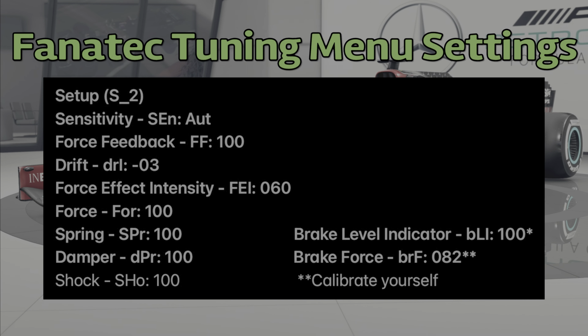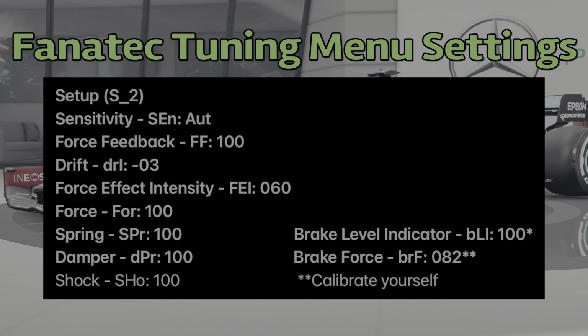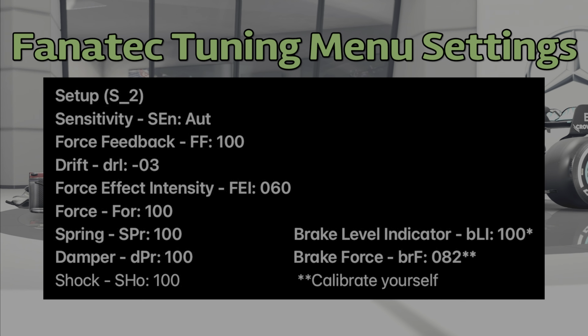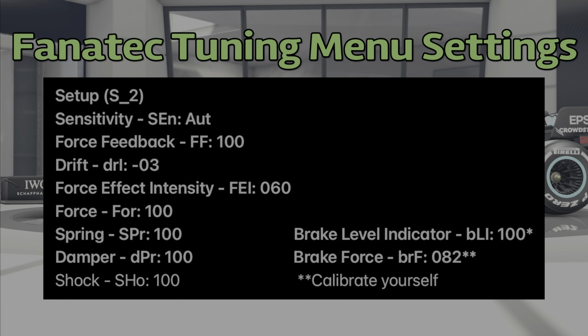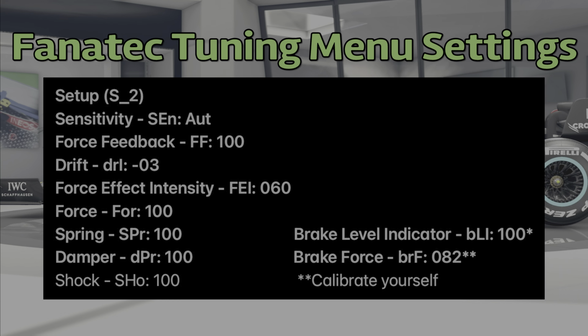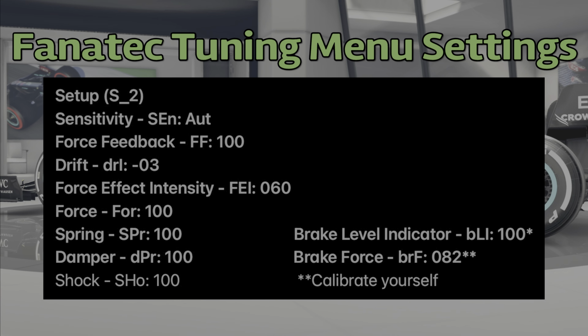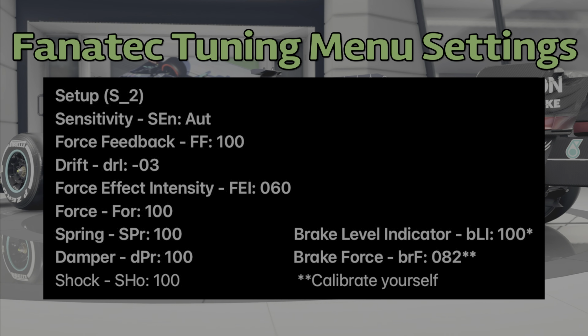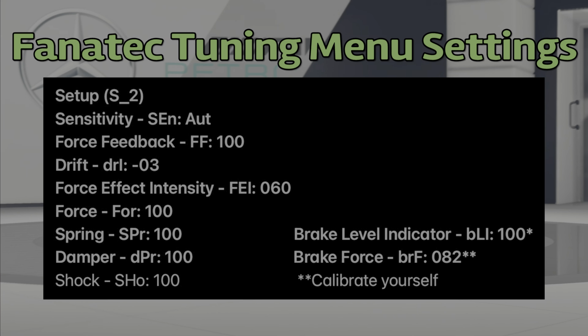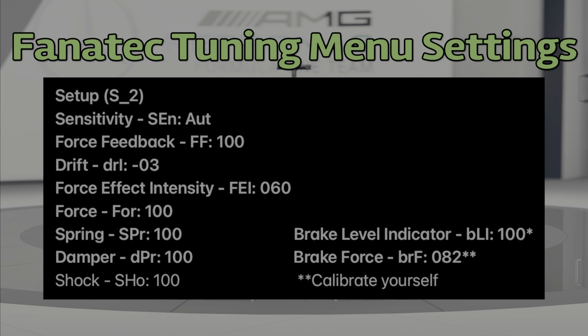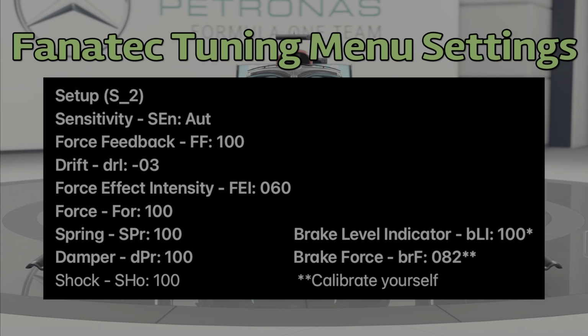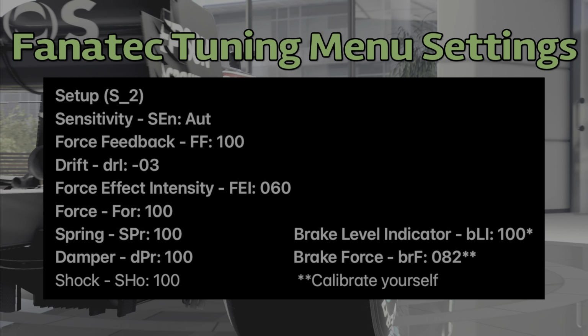Drift mode, so basically this is a setting that enables you to speed up the rotation of the wheel if you put it in a positive number. So if you enjoy drifting and you need very quick changes of direction of the wheel, then you put this in positive, but we've got it at -3 as we're racing.